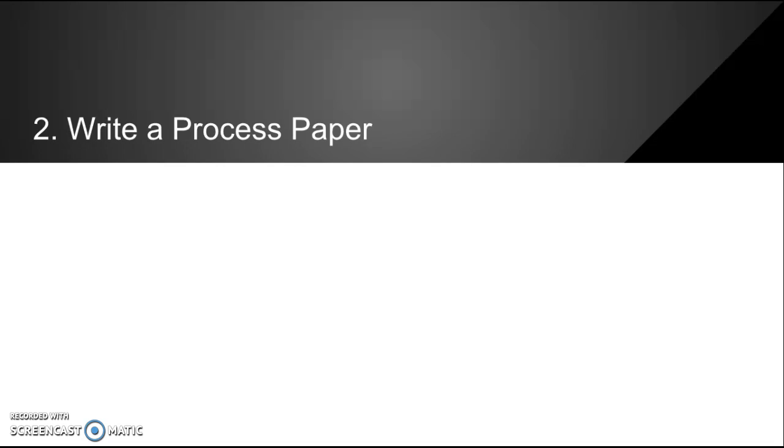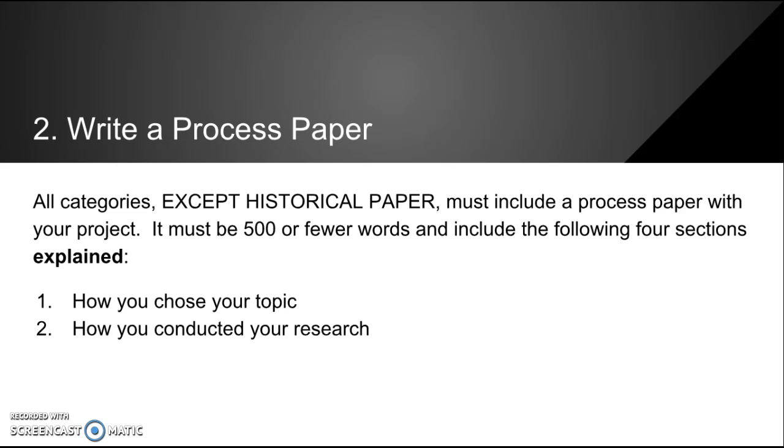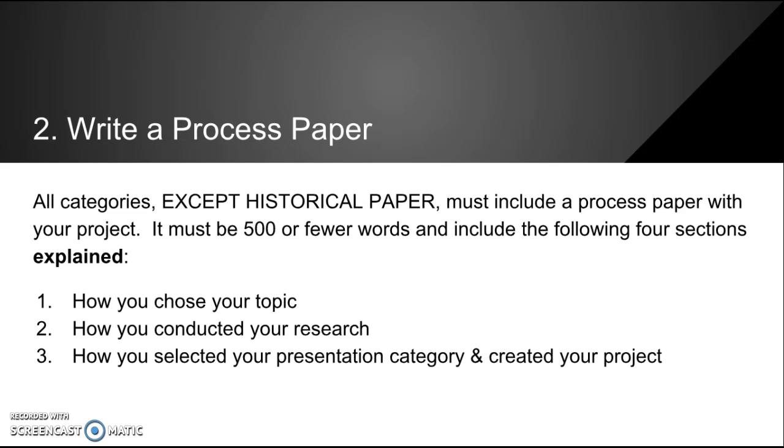All right, so now to the process paper. So this is very, very important. All categories except historical paper. So those of you who are writing a paper do not need to have a process paper, but every one of you who are not writing a paper must include a process paper with your project. It must be 500 or fewer words and include the following 4 sections explained. Remember that, explained. So you need to tell me in 500 words or less how you chose your topic, how you conducted your research, how you selected your presentation category and created your project, and how your project relates to the NHD theme.